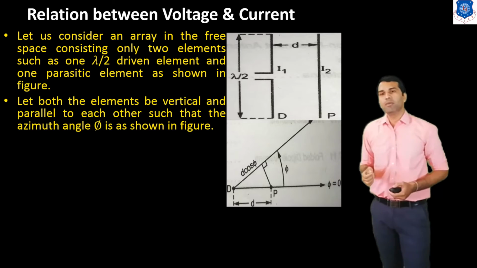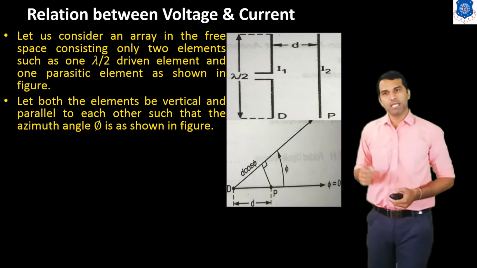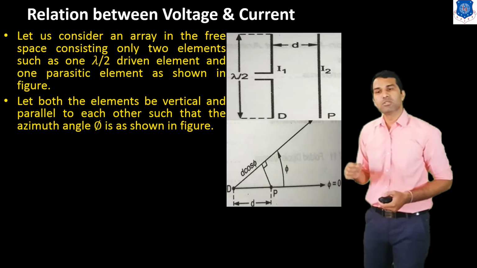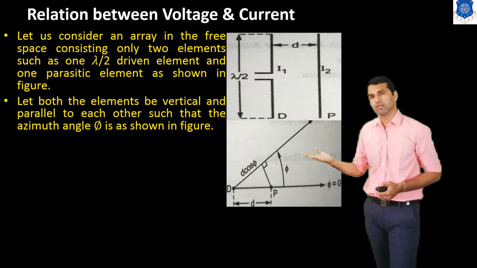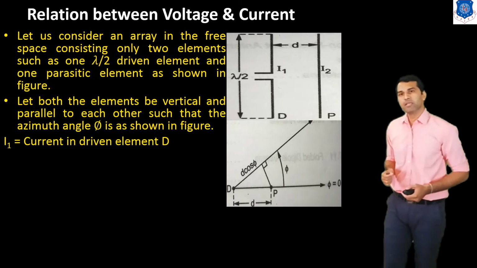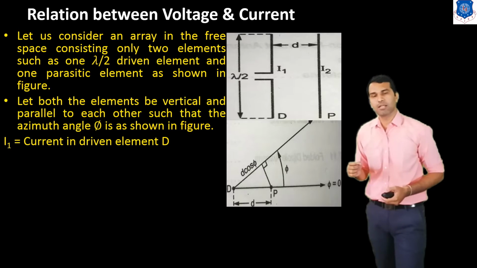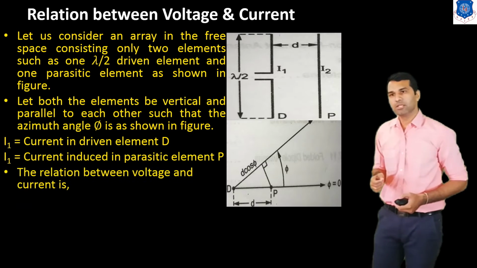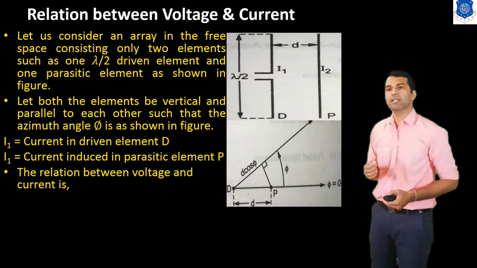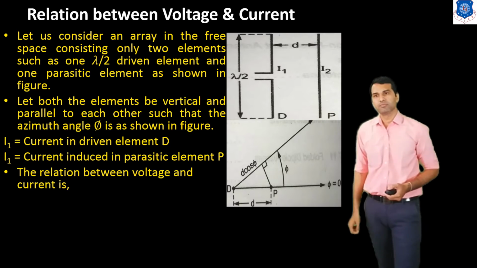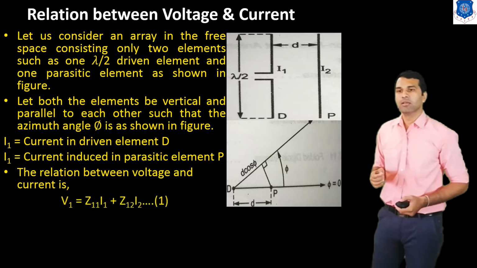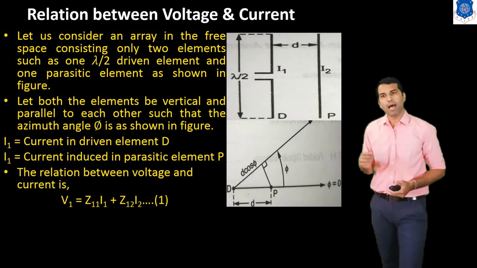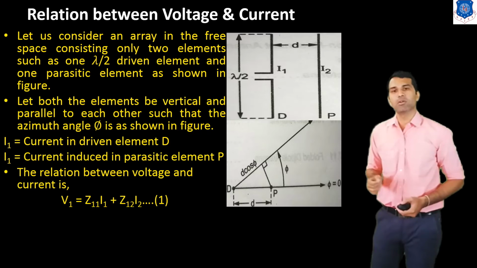Let both the elements be vertical and parallel to each other, such that the assumed angle phi is as shown in the figure. Here we have considered this angle between these two elements. Now here I1 is the current in the driven element, and I2 is the current in the parasitic element. The relation between the voltage and current we can write: V1 is equal to Z11 I1 plus Z12 into I2.